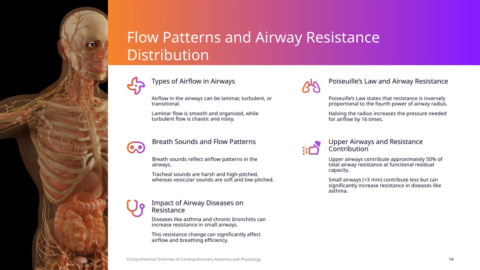Now, considering the contribution of different parts of the airway, the upper airways are responsible for roughly 50% of the total airway resistance at functional residual capacity. Although small airways, those less than 3 millimeters in diameter, contribute less overall, they become quite significant in conditions like asthma, where resistance can sharply increase.